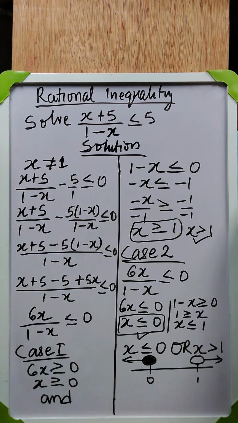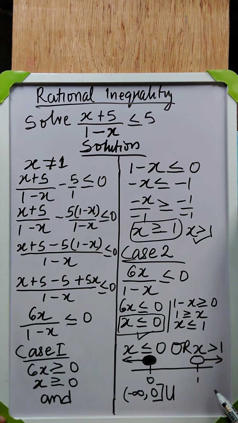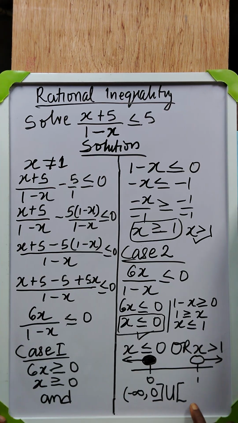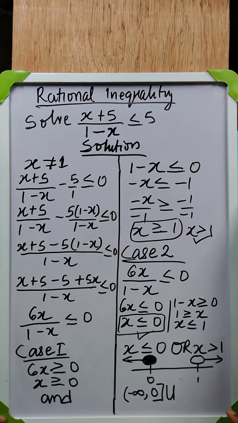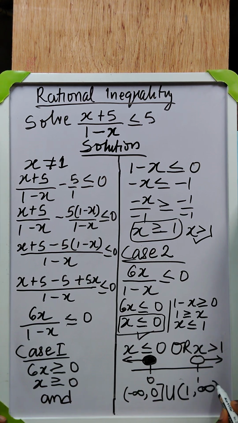Using interval notation, we are saying that defining this side from negative infinity to 0 using a bracket shows that this is part of the solution. Union, no, what we use here is this curved bracket to show that x cannot be 1, to positive infinity.